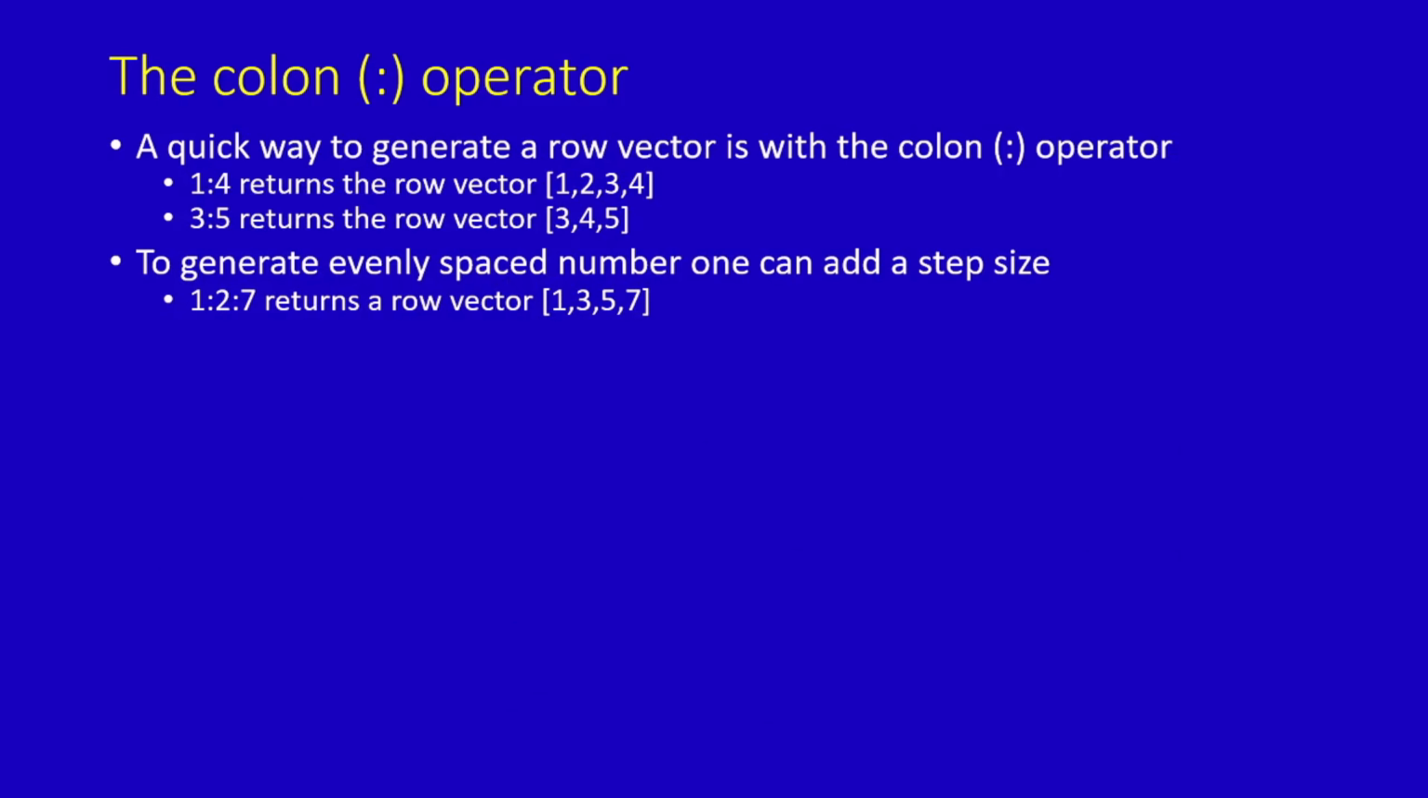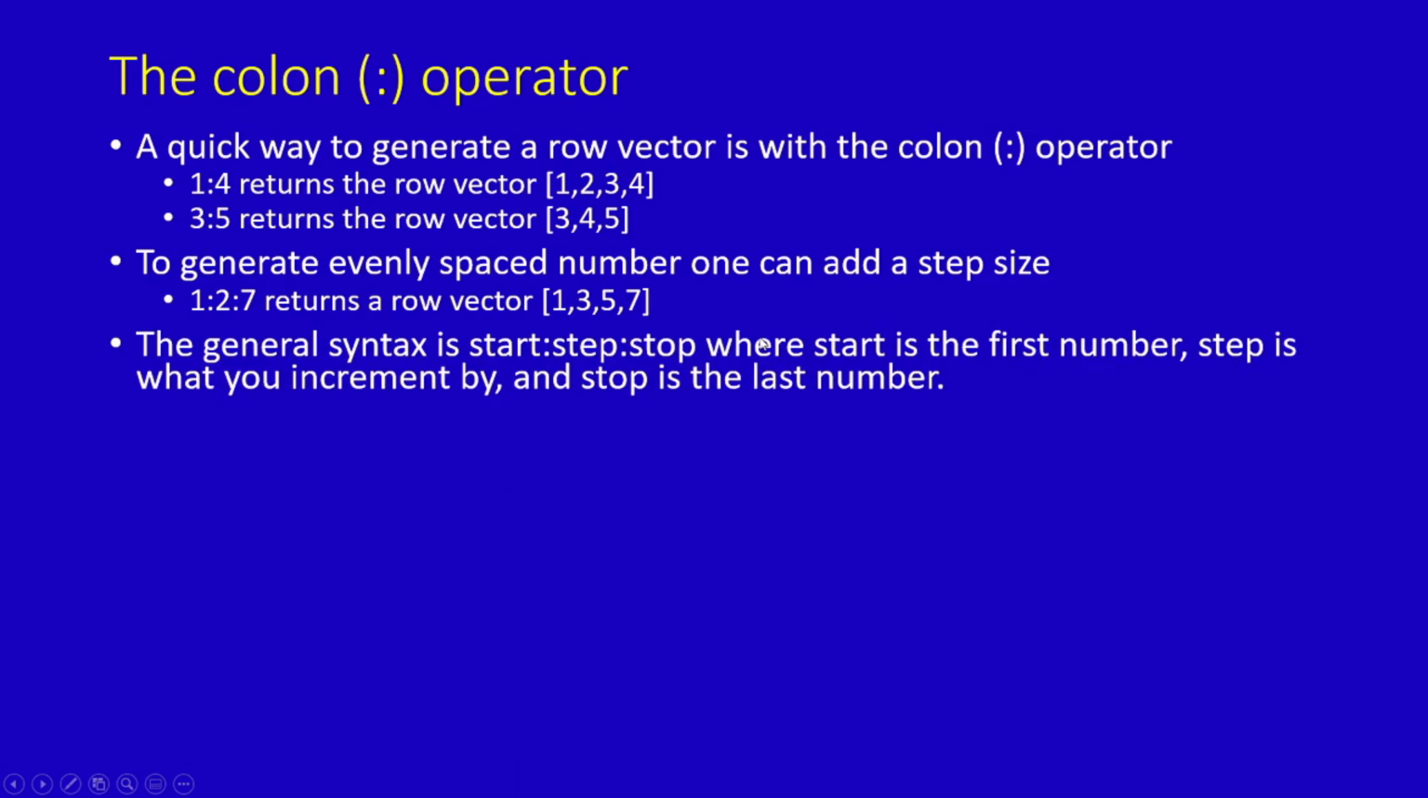So now we're going to go over the colon operator in a little bit more detail. We've already seen that you can use the colon operator to create row vectors, because it always outputs a row vector. Here's an example. It does all the odds between 1 and 7: go 1 with a step of 2, to 7. So the general syntax is start, colon, step, colon, stop, where start is the first number, step is what you increment by, and stop is the last number.